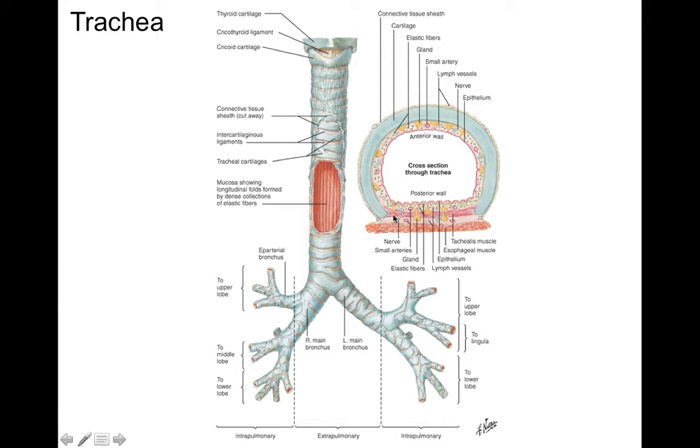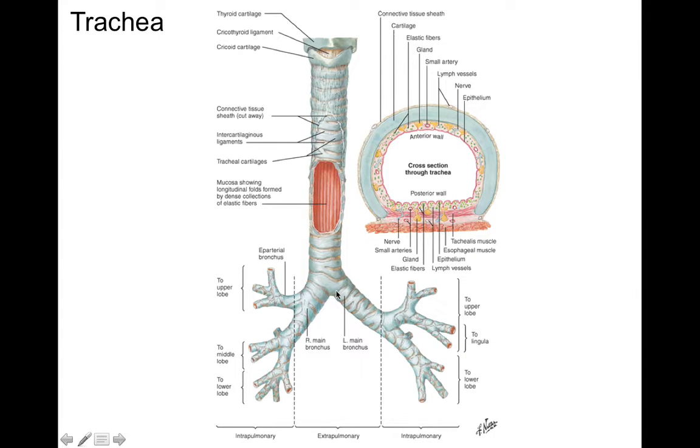But the very posterior side of the trachea is actually made of smooth muscle. In fact, it's a smooth muscle called trachealis, which is under autonomic nervous system control, which can help regulate the size of this trachea. So you can help regulate how much air flow can go into or out of that trachea. Once we get towards the end of the trachea, what we find then is there's a carina.